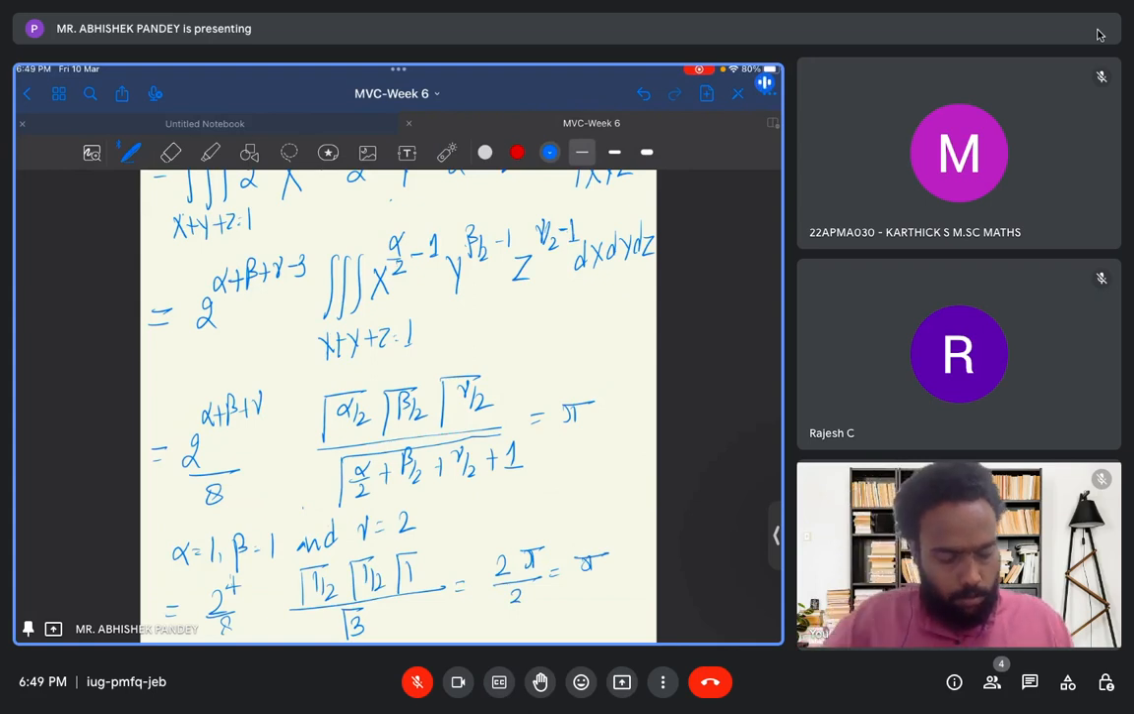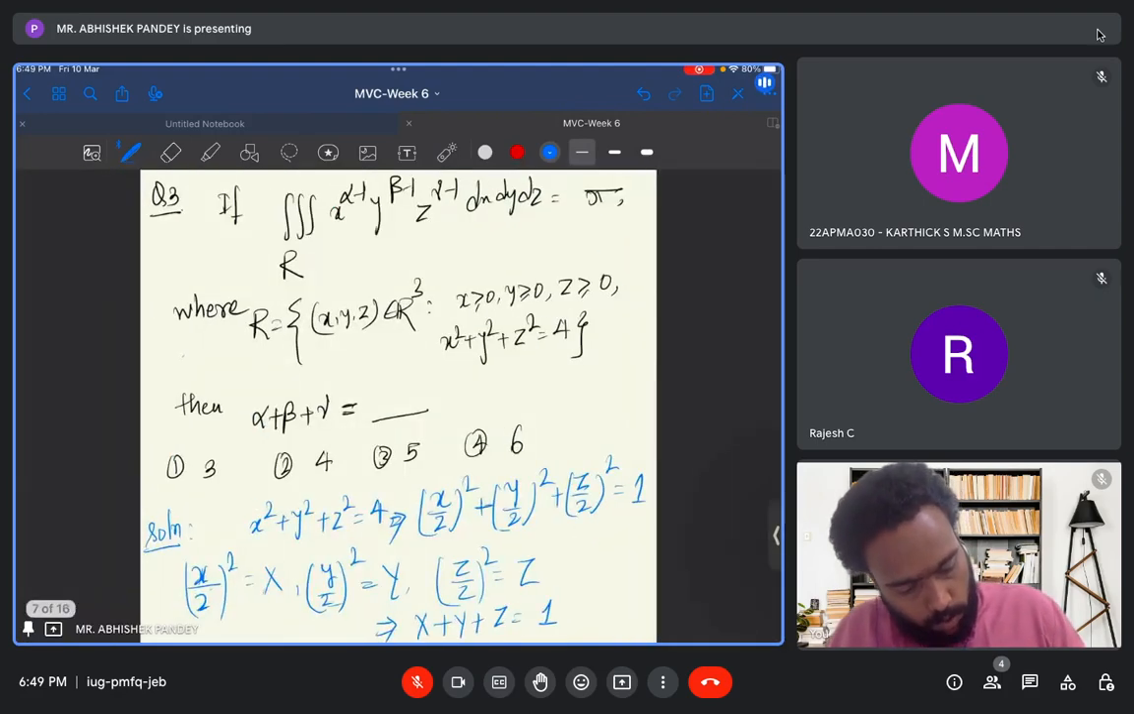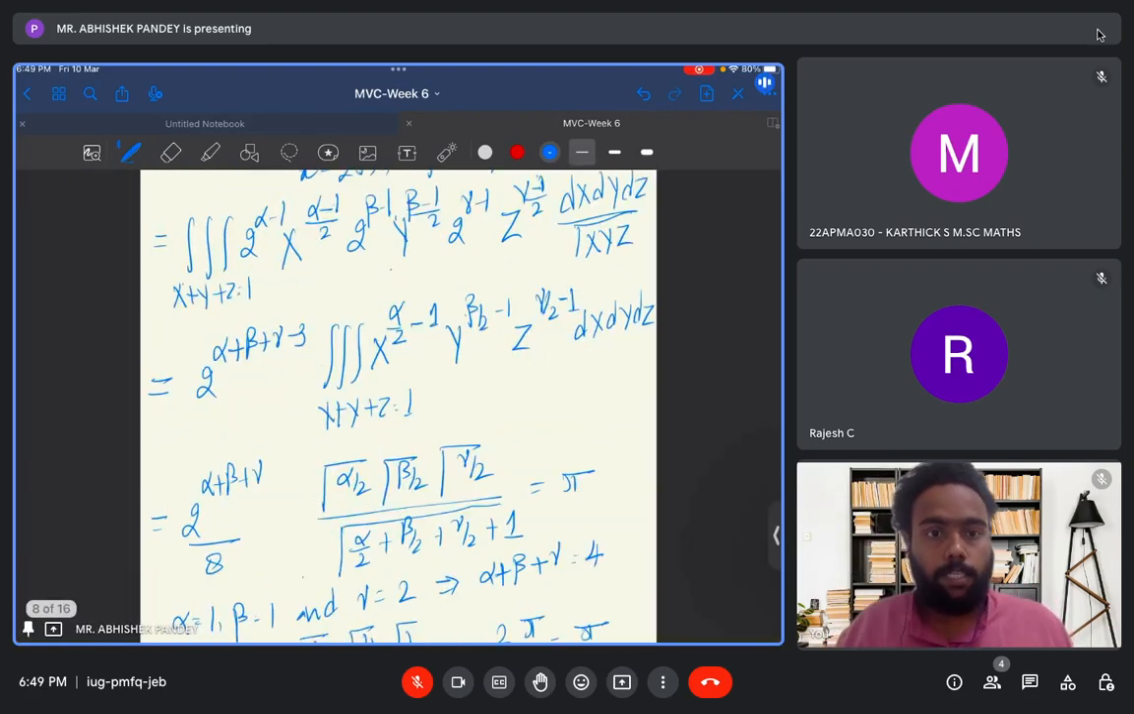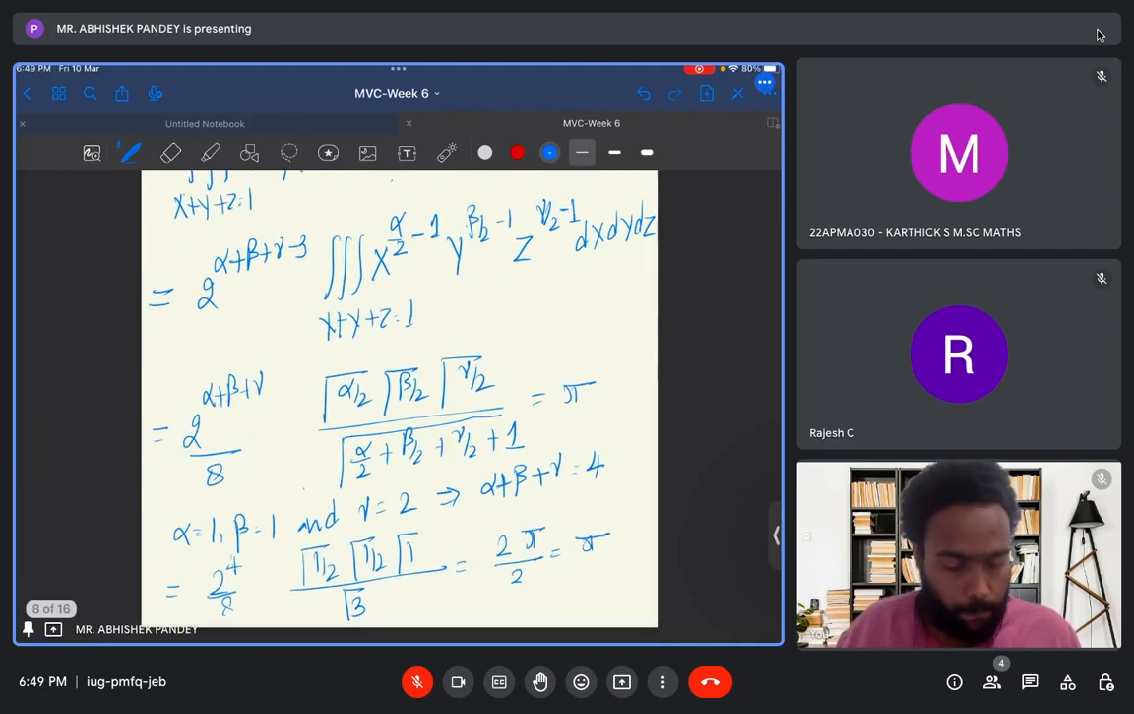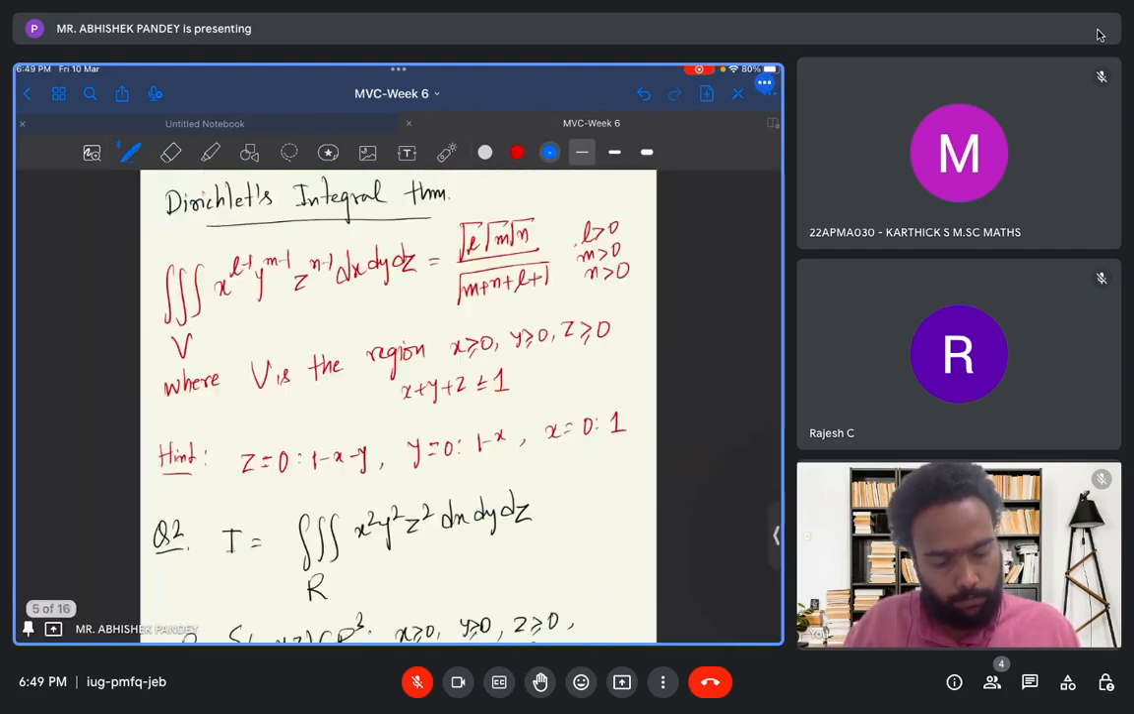Okay, so this will work, alpha equals to 1, beta equals to 1, gamma equals to 2, so this implies alpha plus beta plus gamma is nothing but 4. Okay, so your answer for this question is 4, means this option is correct. I hope this is clear. So basically we have used only this thing, Dirichlet integral theorem. Is it clear to everyone?